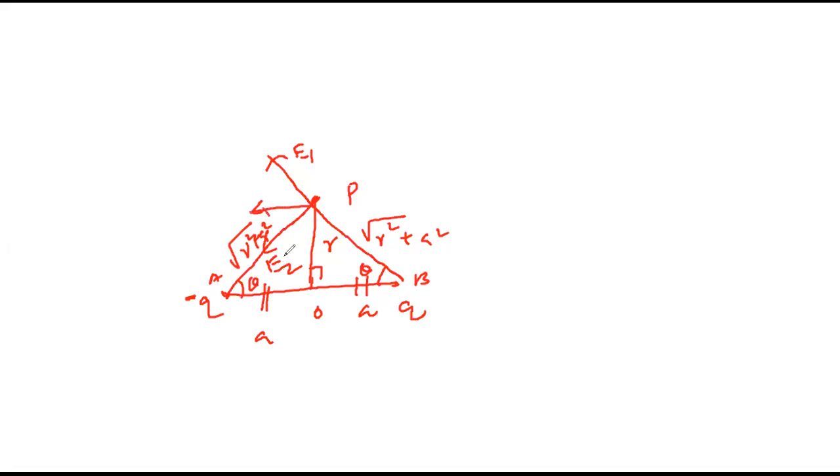Draw one ray. This is theta. So I can resolve E2 as E2 cos theta and here E2 sin theta. In the same way for E1, this is again theta, the corresponding angle. So E1 sin theta, and here also E1 cos theta. Please draw the diagram.